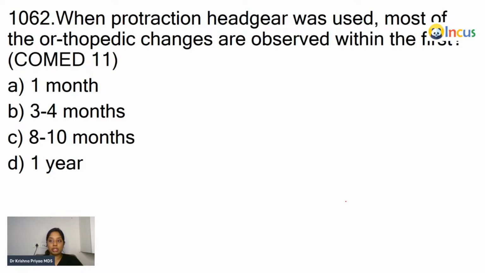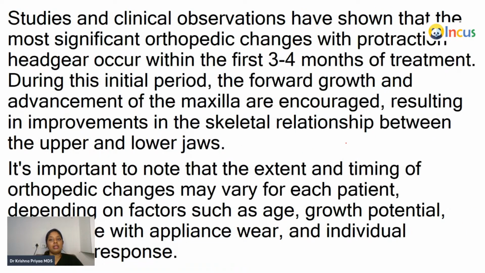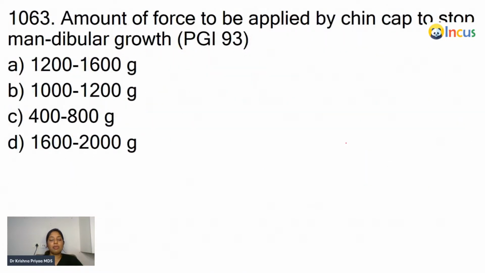When protraction headgear was used, most of the orthopedic changes are observed within the first. So what is protraction headgear? They're talking about face mask. Most of the change will be seen in the initial 3 to 4 months itself, because if the patient is wearing the elastic properly, we can elicit a major change in the first 3 to 4 months. Later the bone will be forming, and it will take up to a year for the bone to form completely and to discontinue the appliance. Regular monitoring is also required.